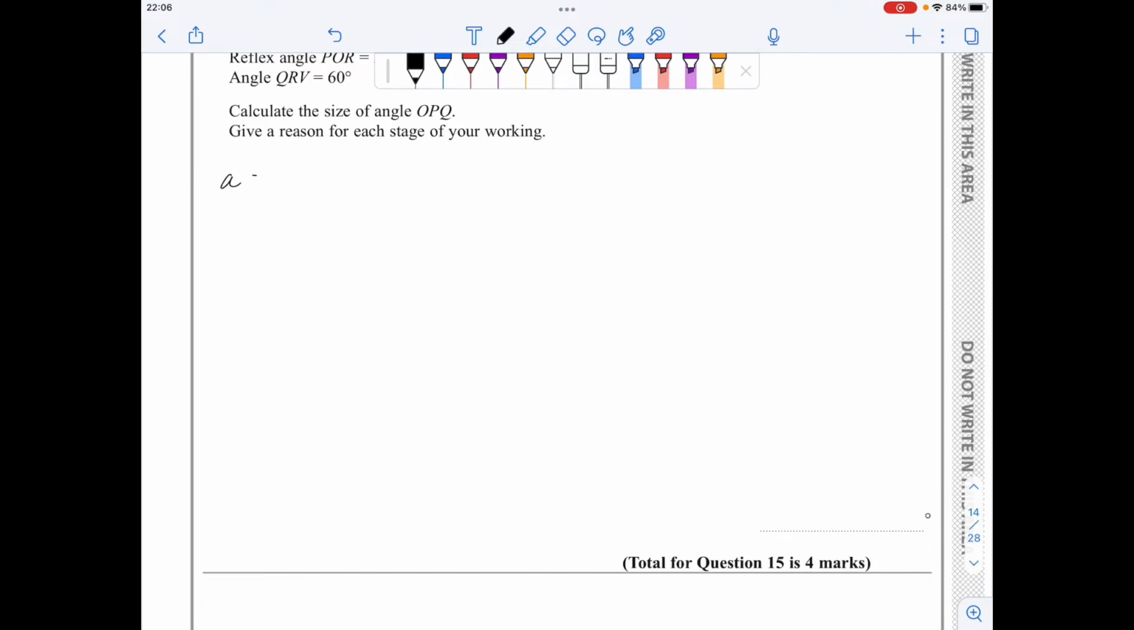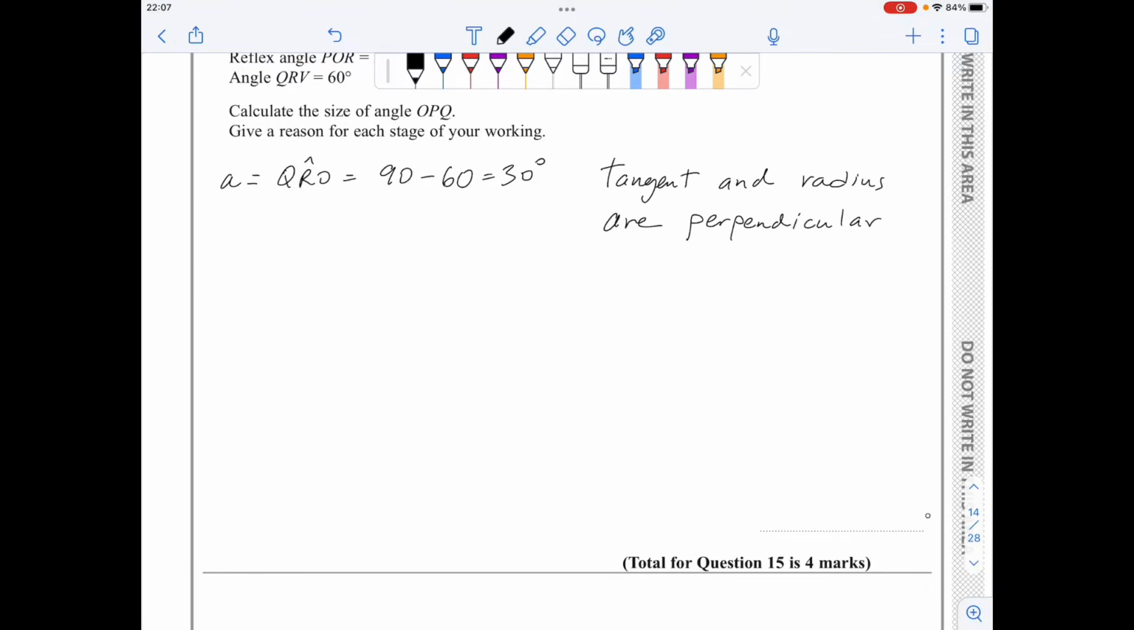So angle A, which is equal to QRO, is equal to 90 minus 60, which is equal to 30, because tangent and radius are perpendicular. Angle B, which is POR, is equal to 360 minus 238, which is 122 degrees, because angles at a point add up to 360.